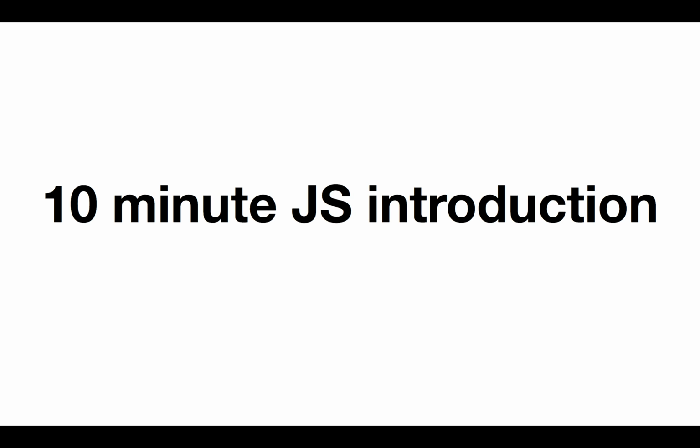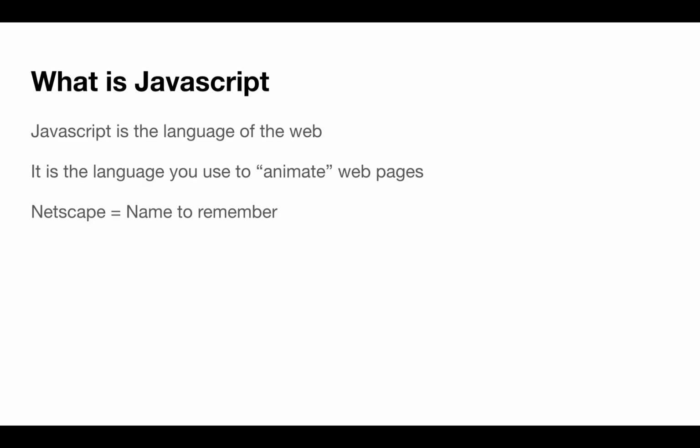Okay, 10-minute JavaScript introduction. Let's get ready. So JavaScript is the language of the web, and it's the language that we use to make web pages more interactive. It's the reason why apps that you use like Instagram, TikTok, YouTube feel so smooth and so natural. JavaScript was introduced by a company called Netscape, which, if you're going to study the history of the internet and the history of technology, is going to pop up quite a lot.